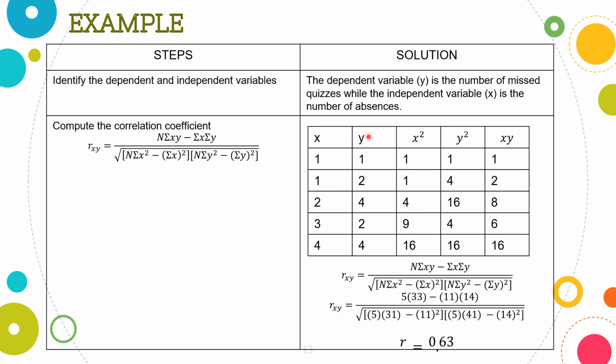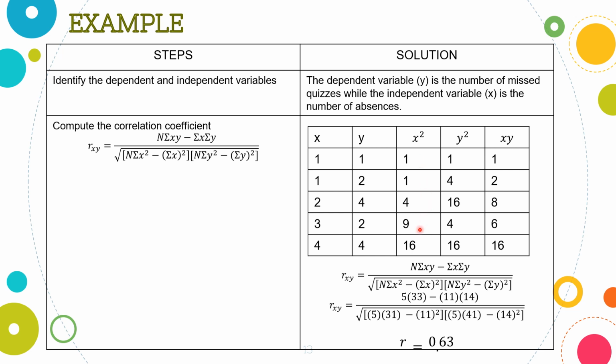So, we will now compute the value of our R. So, we have the table in here. So, x will be the number of absences. So, we have 1, 1, 2, 3, 4. Y will be the number of missed quizzes. So, 1, 2, 4, 2, 4. So, paano yung step natin? Square our value of x. Square our value of y. Then, we multiply the two variables. So, we have here the given data.